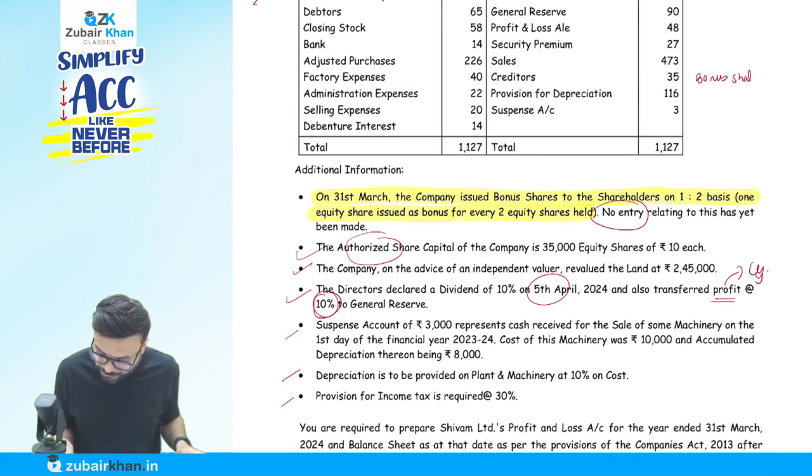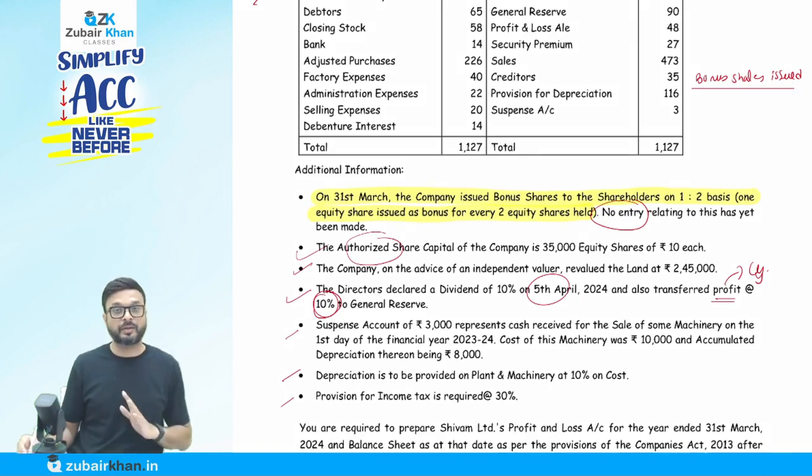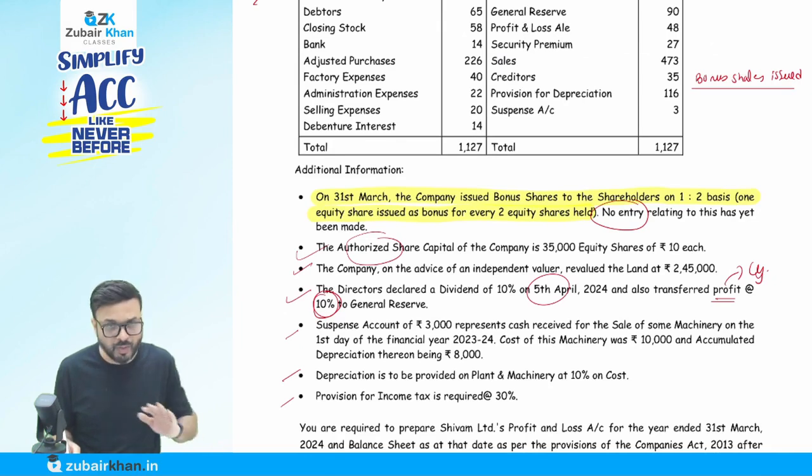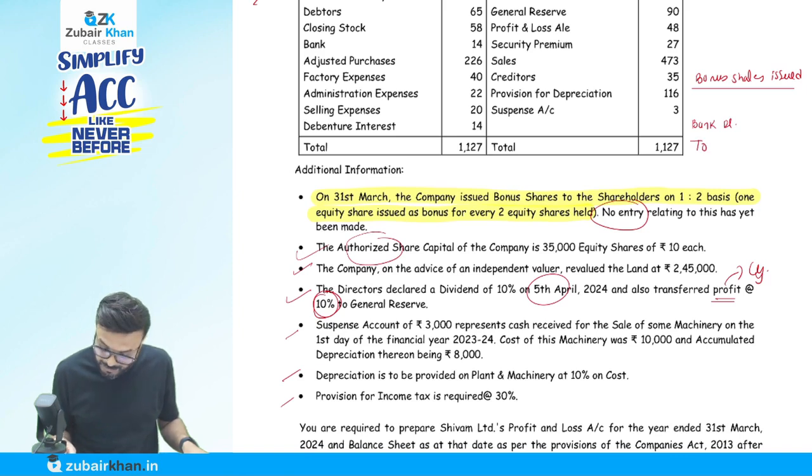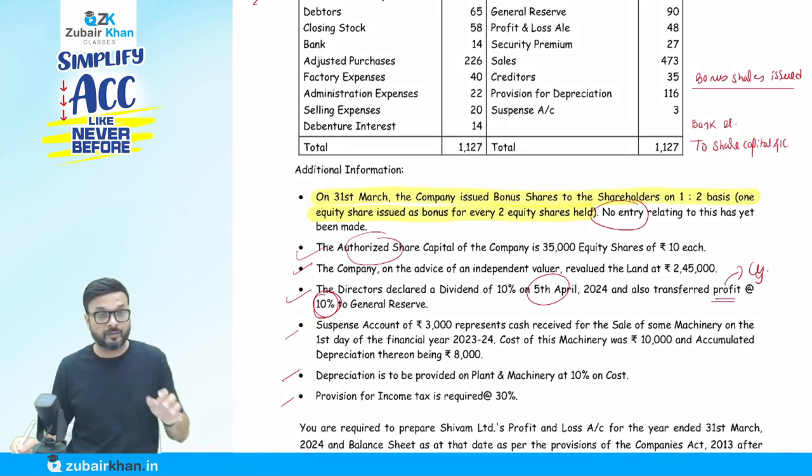Bonus shares issued. Give the heading bonus shares issued. Now what happened? Whenever we issue shares in the market, we pass an entry: cash or bank account should be debited and share capital will be increased. So we credit the share capital account. So cash or bank account will be debited here and share capital account will be credited here.